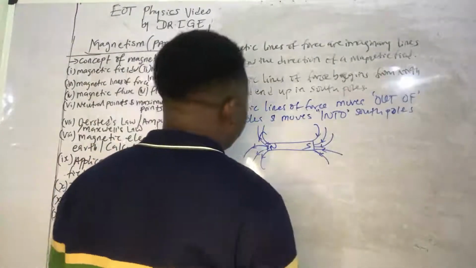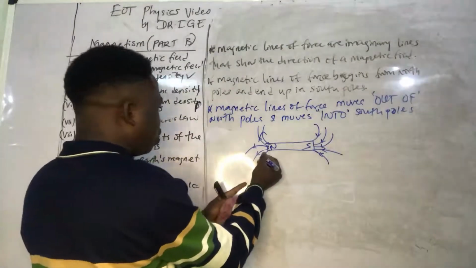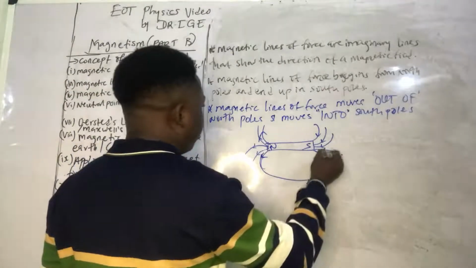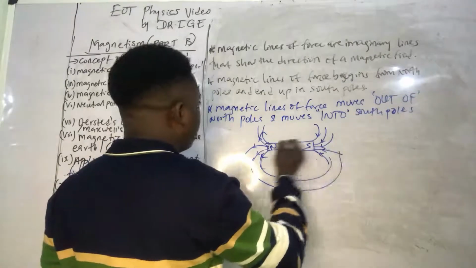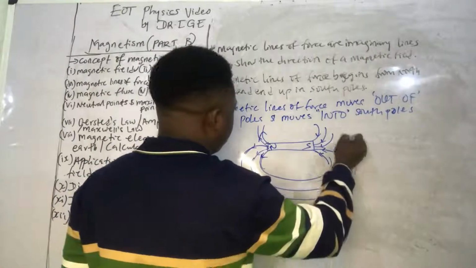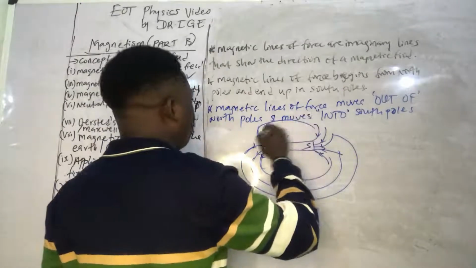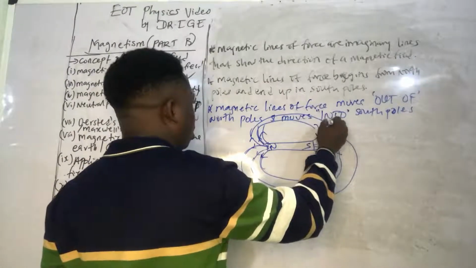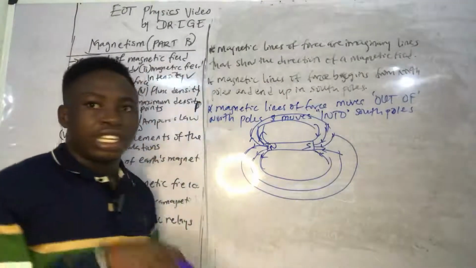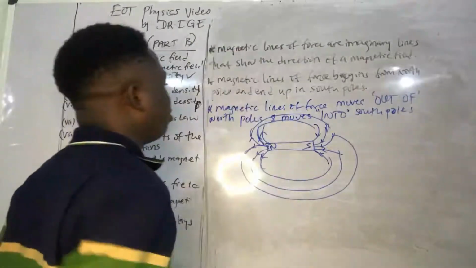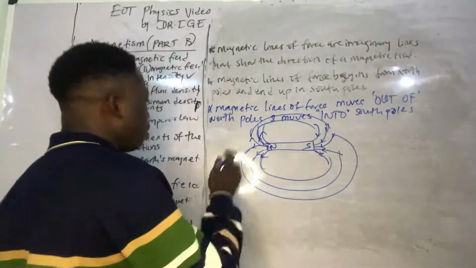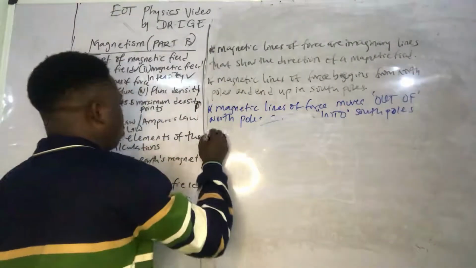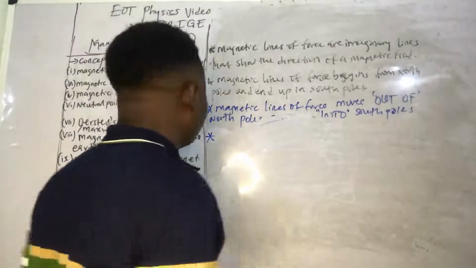Okay, so my lines of force actually move out of north pole. As you can see, the direction is that they move out of north pole and move something like this. They move out of north poles and they move into south poles. Okay, this is a very good explanation. Sorry, I just had to throw this into what I was doing. Okay, so that's it. Then let's talk about the next thing before we go into details about magnetic lines of force.